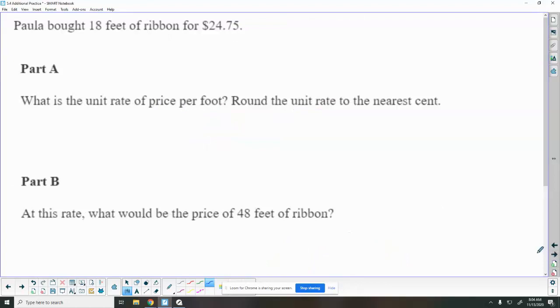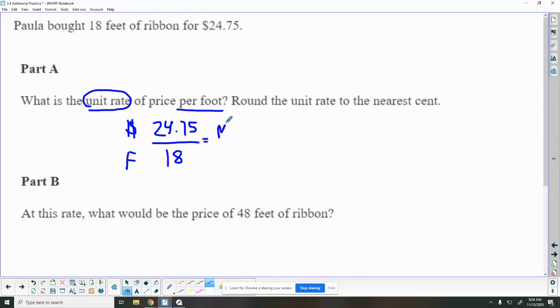Okay, number 2 says Paula bought 18 feet of ribbon for $24.75. First it wants the unit rate of price per foot, so that means I'm dividing by the feet. I'm going to put my money on top and feet on the bottom. So money on top, $24.75. We're dividing by 18, and we can double check that that's what we're doing, because I want to know the price, the money per 1 foot.